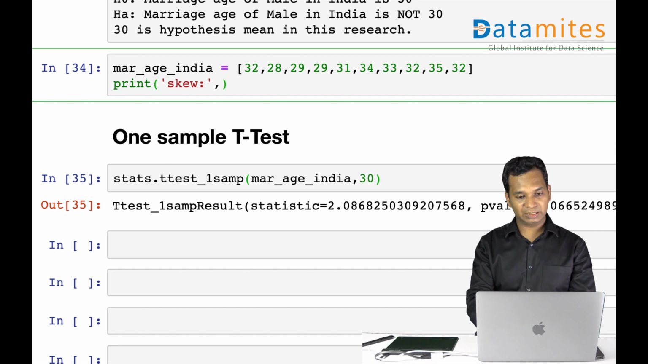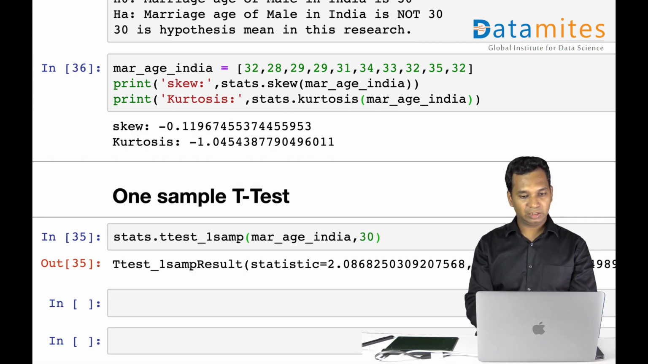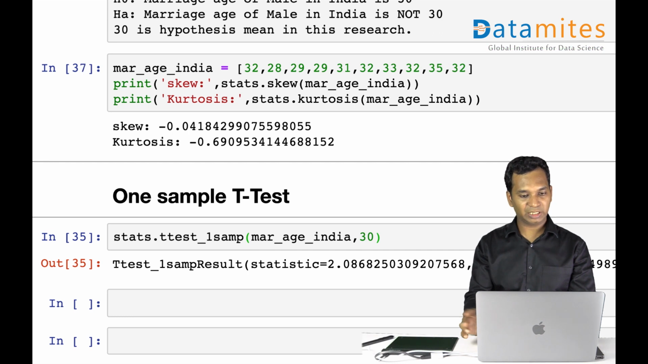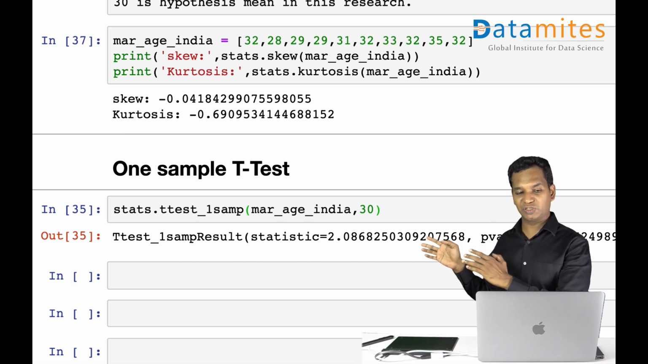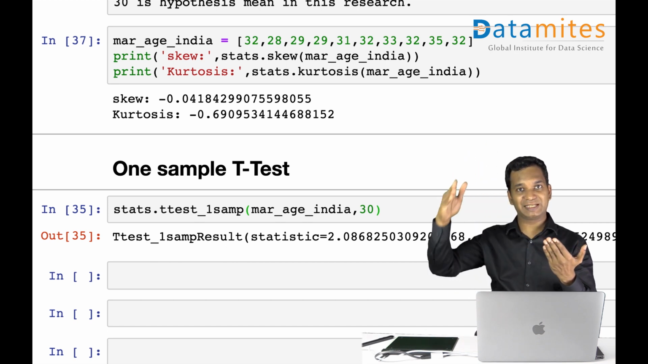All right. So let's say stats dot skew and marriage age in India. Copy this and say kurtosis, and oh, okay, slightly more kurtosis. So I'm going to reduce this to 32 maybe. Okay, now it's okay. So I have skewness, which is almost near 0. It's 0.04, which is wonderful. So your data distribution is perfectly symmetric.